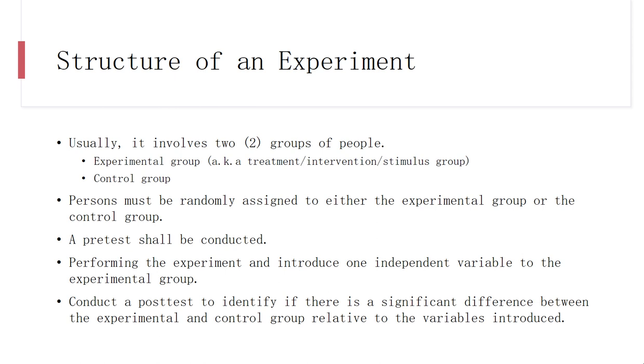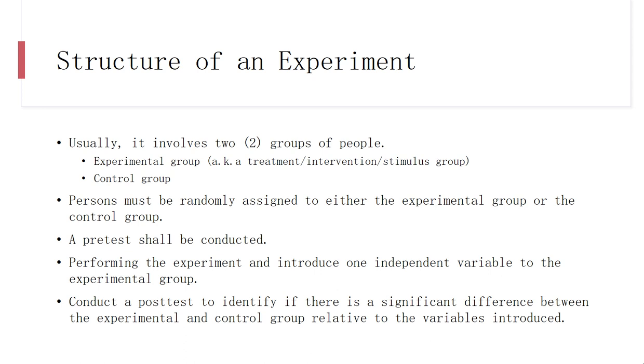Persons must be randomly assigned to either the experimental group or the control group, which means, let's say you have a general population. Take the population of Penang. You just want to experiment on how Penang people react to the shutdown of hawker stalls and street food. Then you put them in the experimental group and the control group, but it has to be random. You cannot be selective.